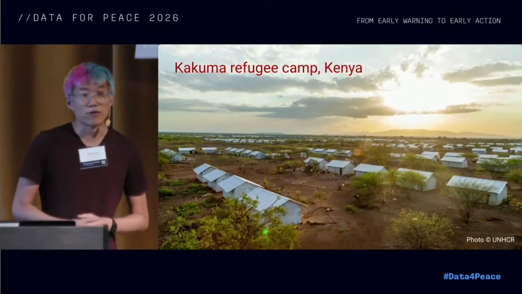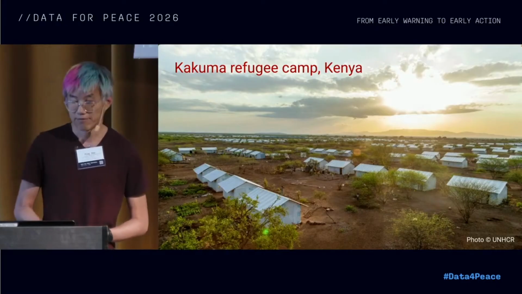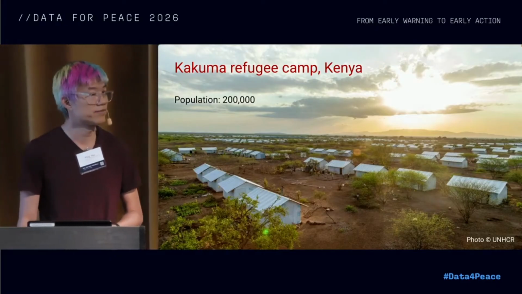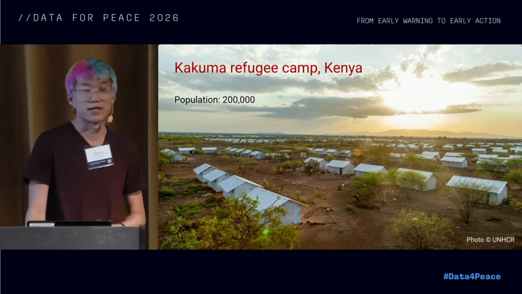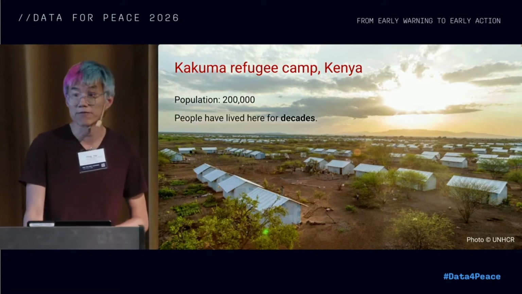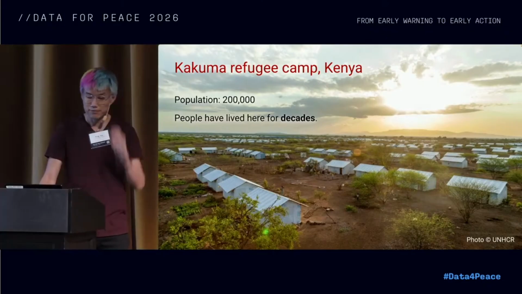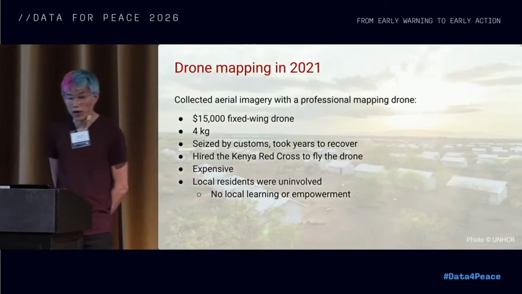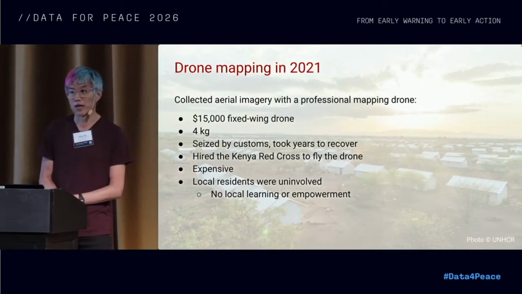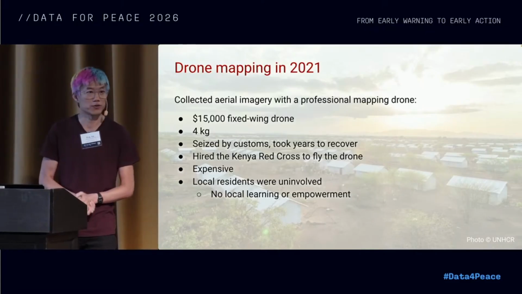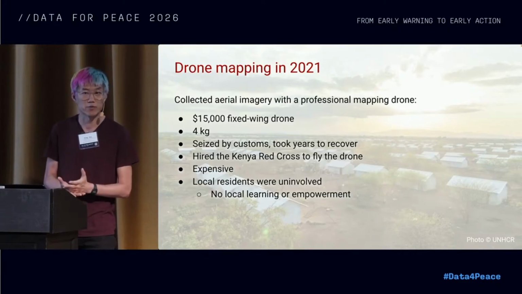This is the Kakuma refugee camp in Kenya. 200,000 people live here. This camp was begun in 1992, so people have been living here for decades. In 2021, we went to try to collect aerial imagery to make a map with a professional mapping drone. This was a $15,000 fixed-wing drone. It weighed about 4 kilograms.